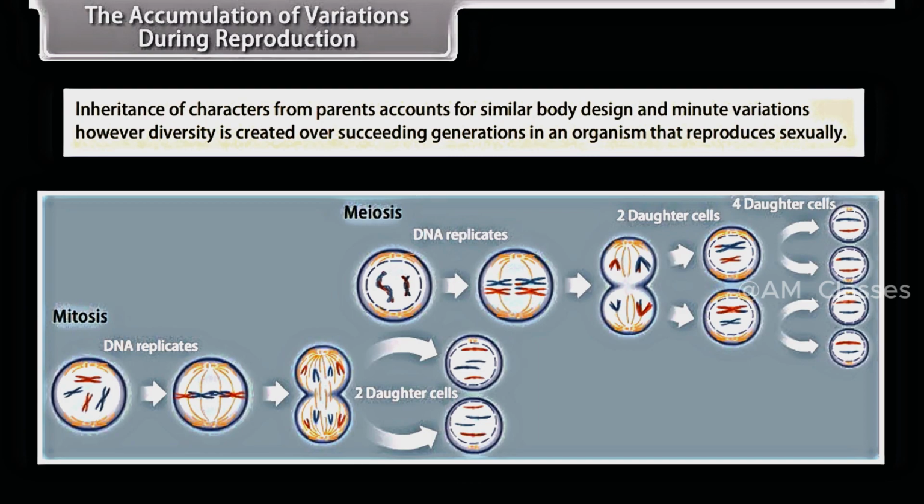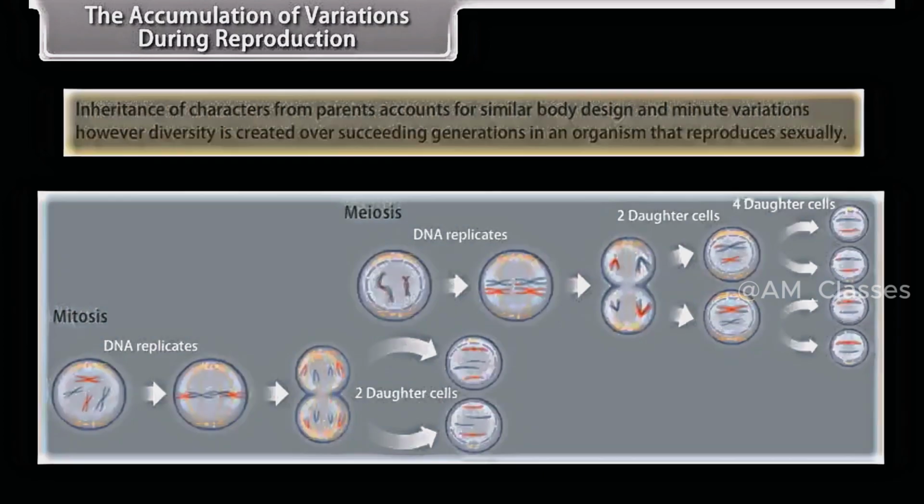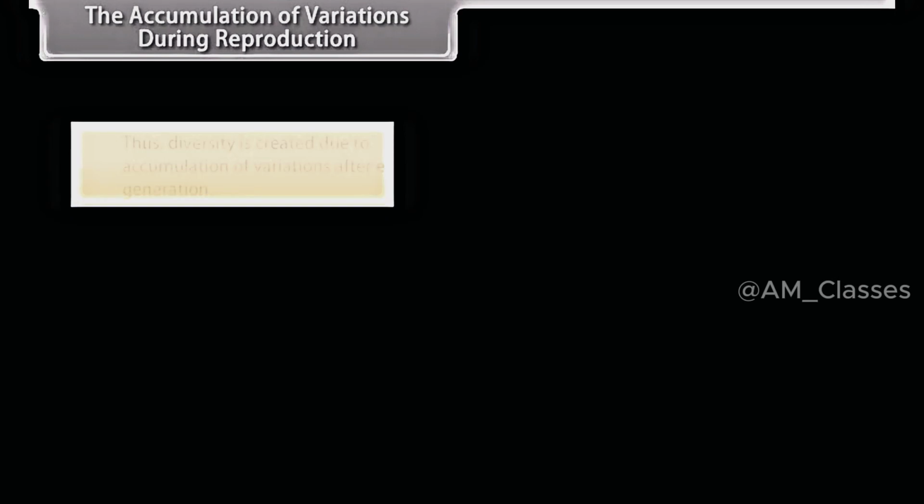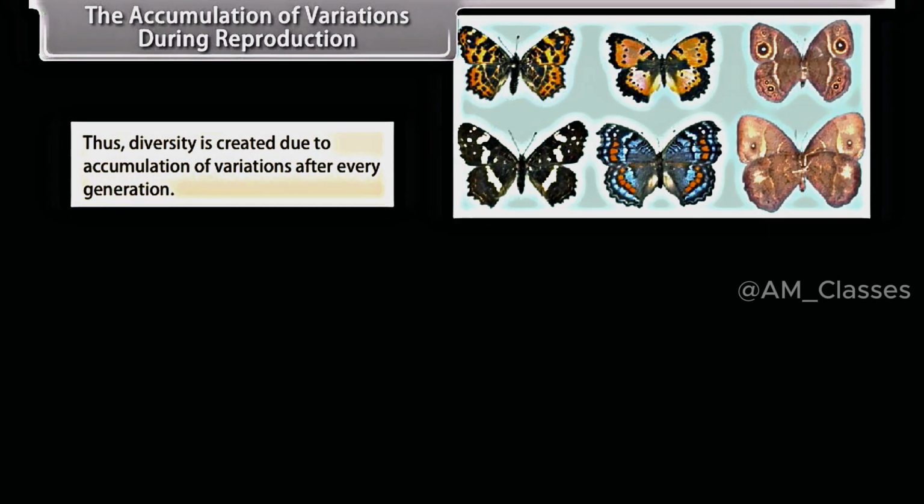Inheritance of characters from parents accounts for similar body design and minute variations. However, diversity is created over succeeding generations in an organism that reproduces sexually. Two individuals from the same parents are different. This further gives rise to different progeny. Thus, diversity is created due to accumulation of variations after every generation.